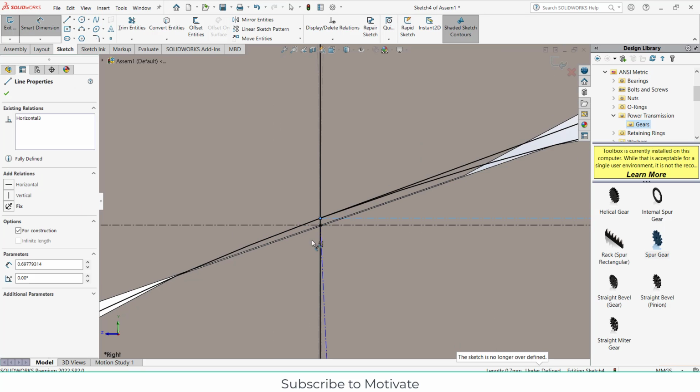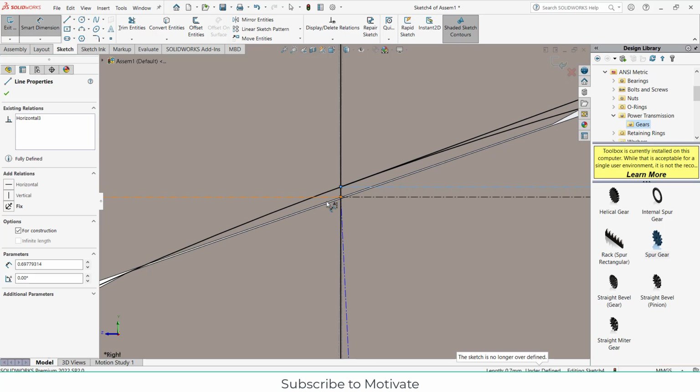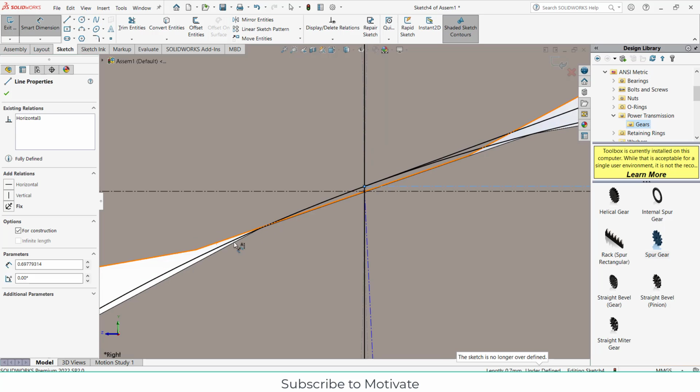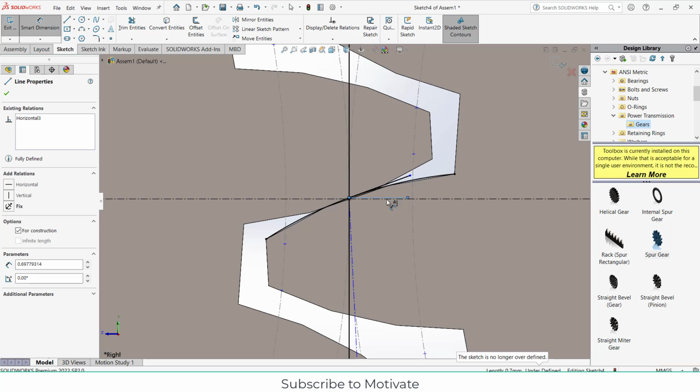Just to note, this line is looking offset. The reason is that I have a low spec PC, so I can't make a high resolution gear on my computer. My PC will burn down.